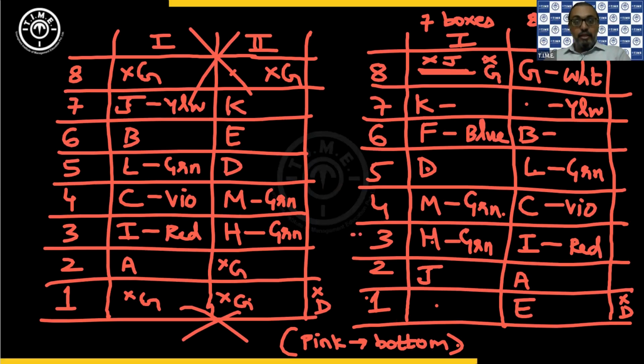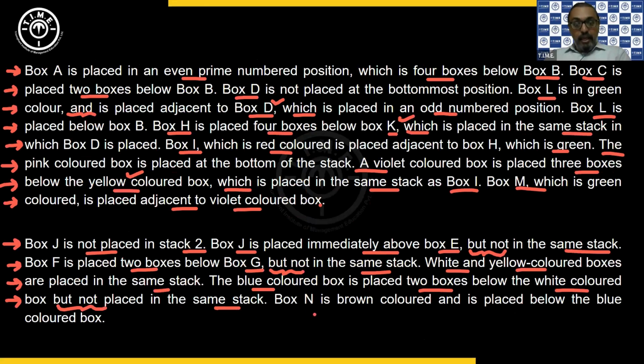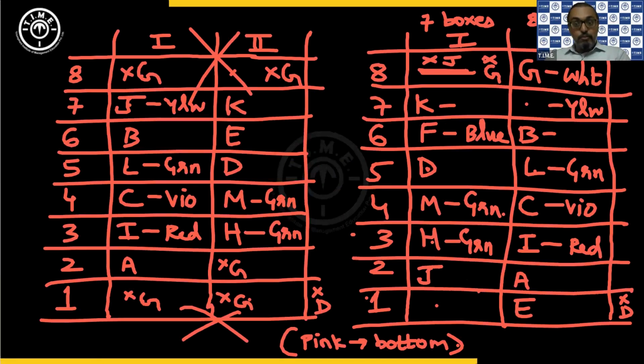Correct? Okay, then further. N is brown color and is placed below blue. So N is brown and is placed below blue. That is available only in the 1st position. So N and brown in the 1st stack because blue is there in the 1st stack. And then pink will be in the bottom. So I give pink here.